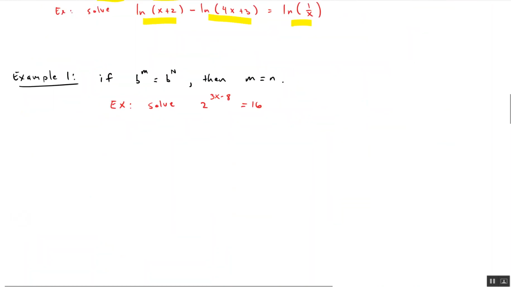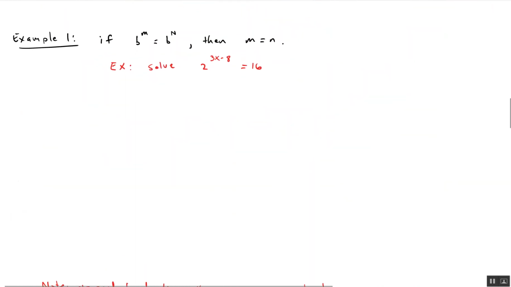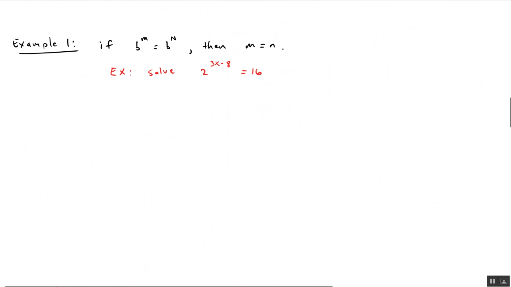Let's move on to our first example. So here we go, here's our example 1. And again, here's the rule just to keep in mind: if b to the m equals b to the n, then m must equal n. So let's keep that in mind. Here's our example. Solve 2 to the quantity (3x minus 8) equals 16.